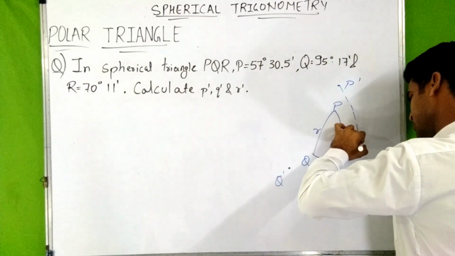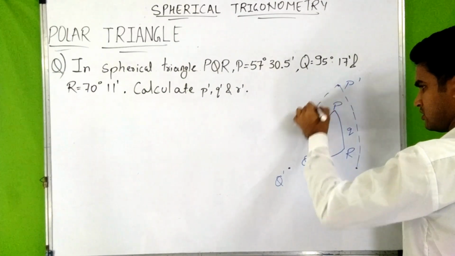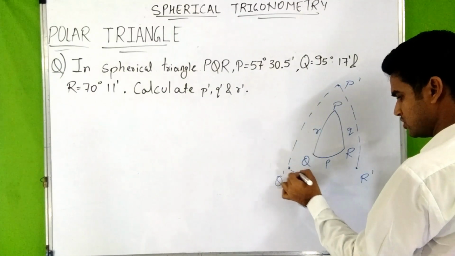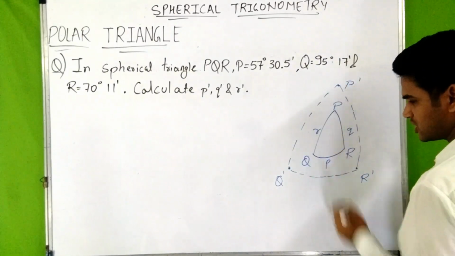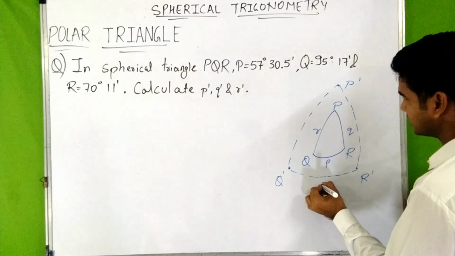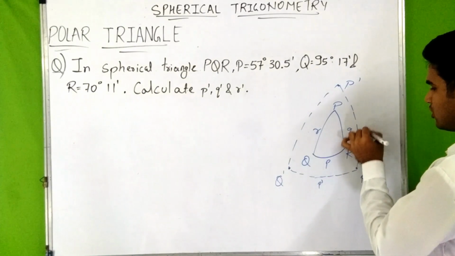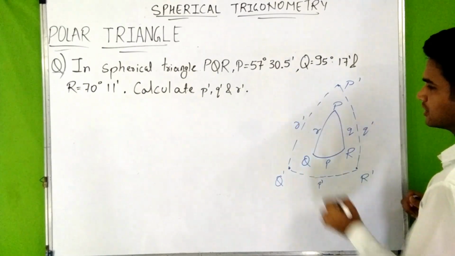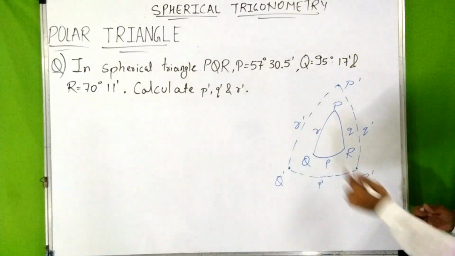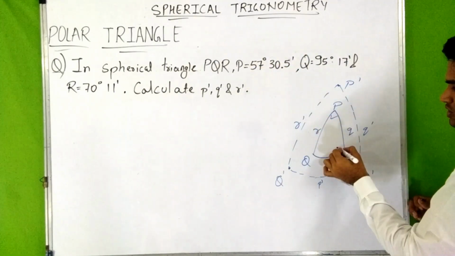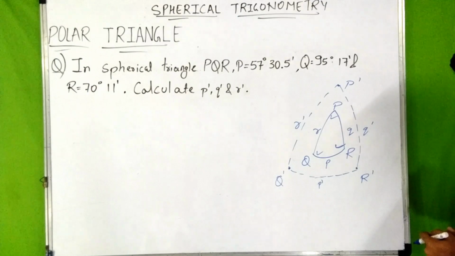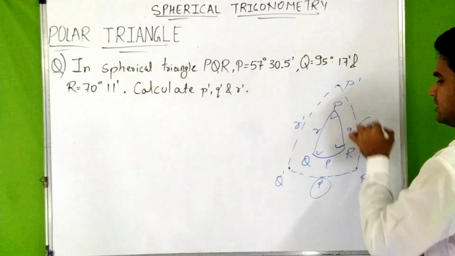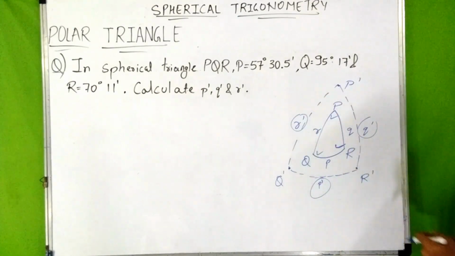And by joining these poles, we will get the polar triangle for this spherical triangle, and its sides are small p dash, small q dash and small r dash. Now here we can see that all the angles of the main spherical triangle, or the primitive triangle, are given to us, and we have to calculate these three sides of the polar triangle.